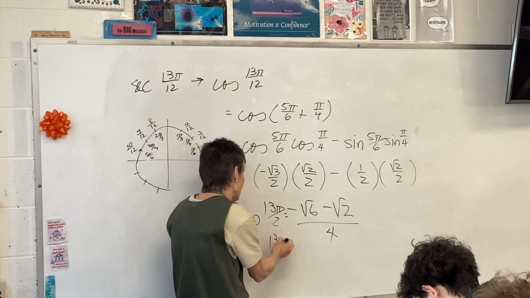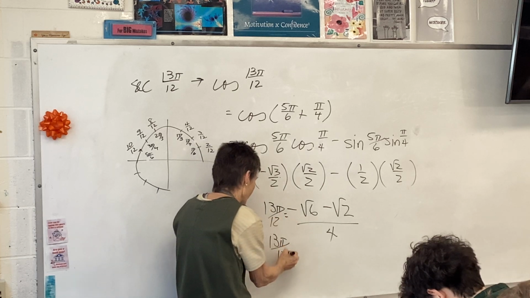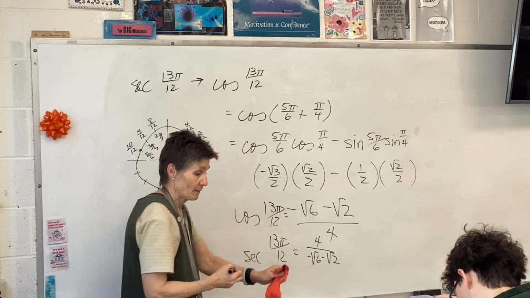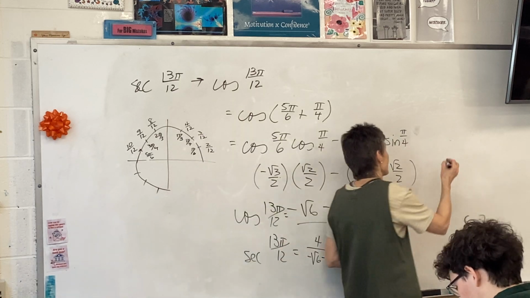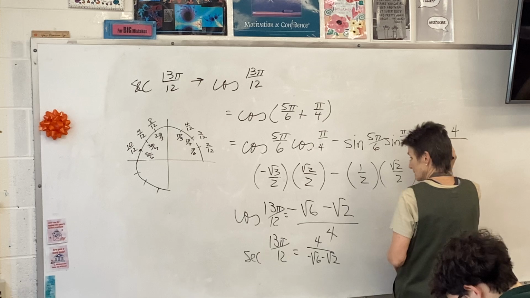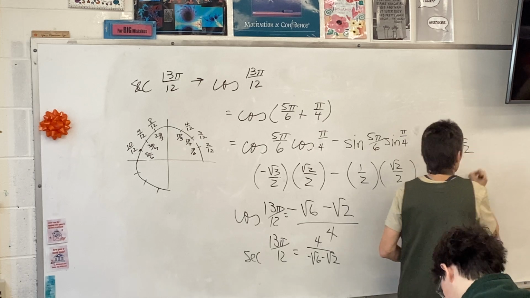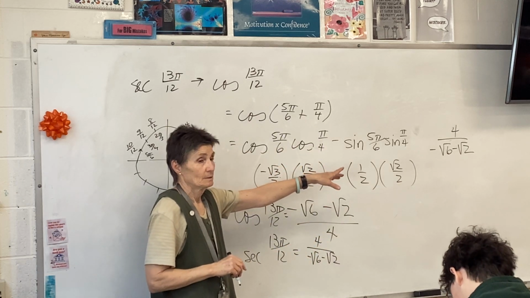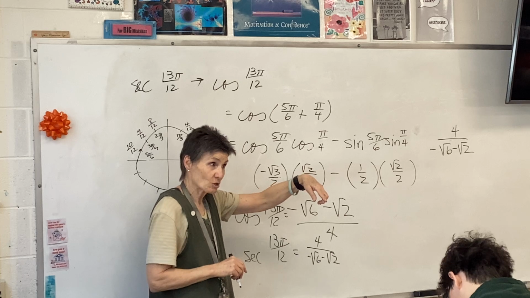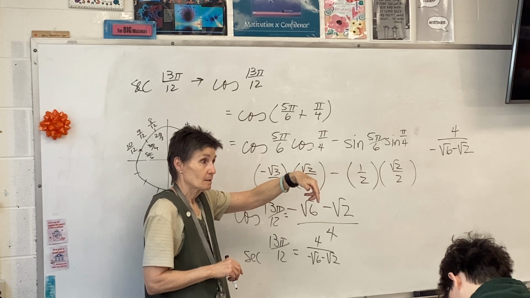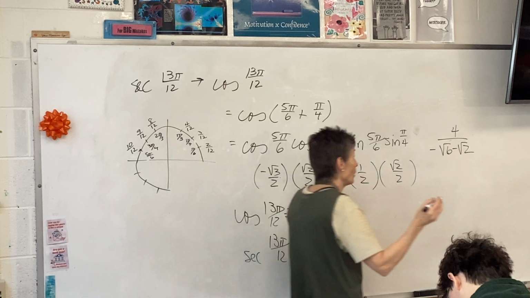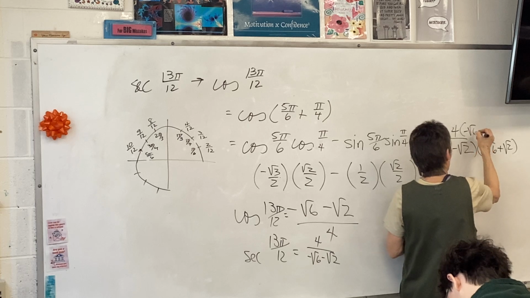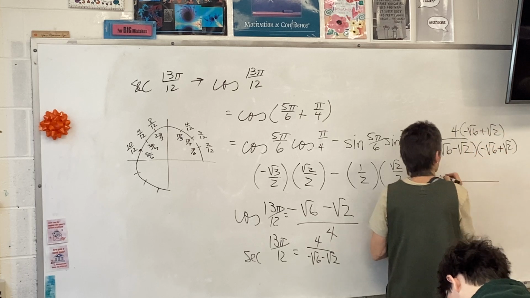So what will the secant be? 4 over negative root 6 minus root 2. Now, you gotta be careful because that simplifies. How does that simplify? Well, what would I do with that? Rationalize. And how would I rationalize it? Multiply by negative root 6 plus root 2. Multiply by what we call the conjugate, yep. So negative root 6 plus root 2. Why are we subtracting?